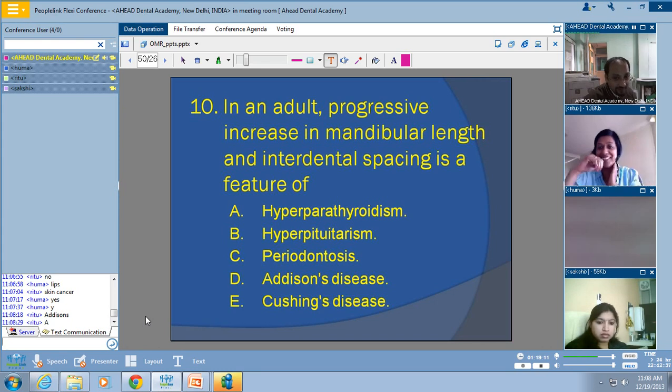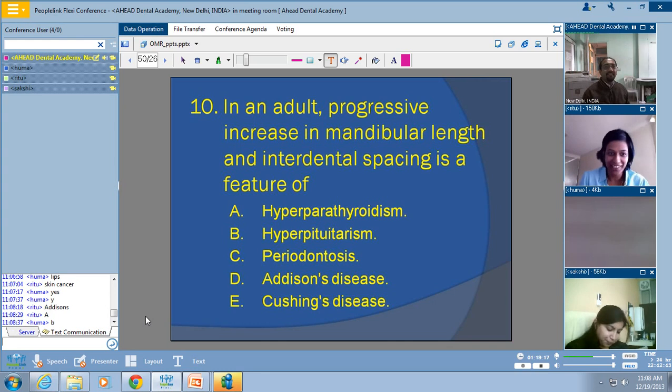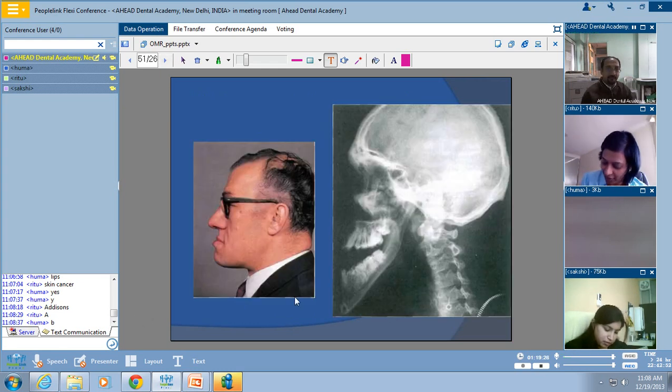Hyperpituitarism. So it is hyperpituitarism in which there is an increase of mandibular length. What is hyperpituitarism commonly called? Gigantism and acromegaly. See this slide, acromegaly. Acromegaly is when the epiphyses have closed and then the growth occurs. Acromegaly is more common and gigantism is pretty rare. In gigantism, patients can grow as tall as 8 or 9 feet. Very rare.